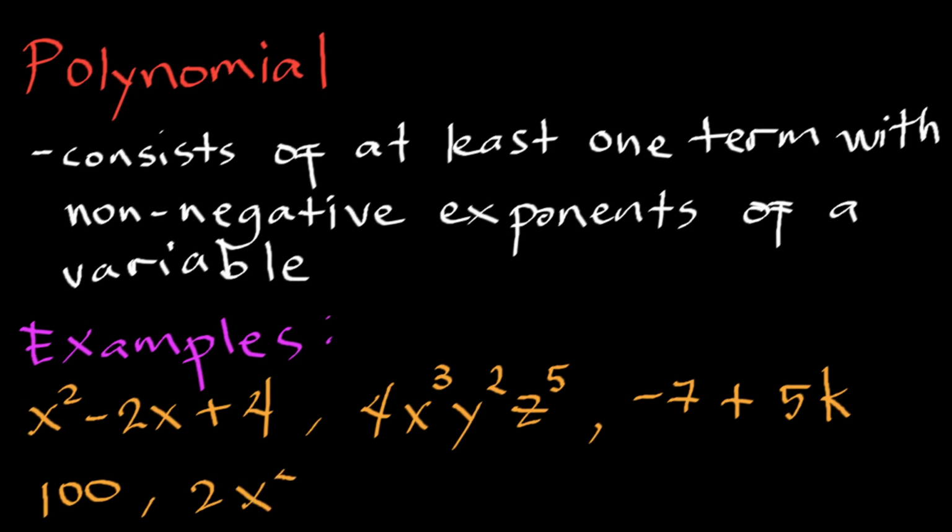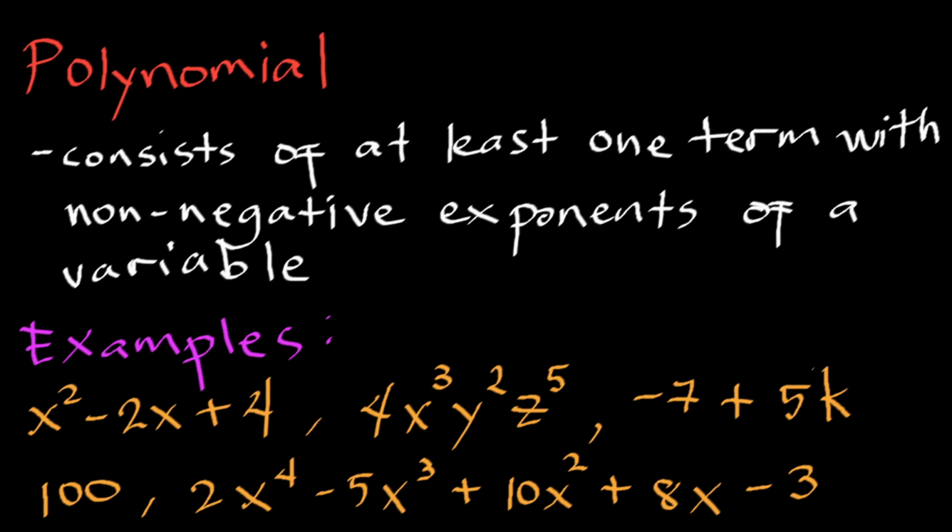Okay, and then we have 2x to the 4th minus 5x cubed plus 10x squared plus 8x minus 3. Meron tayong 5 terms and it is also called as polynomial. Kung meron kayong question about the types of algebraic expressions, pwede kayong mag-comment down below at itatry kong sagutin ang lahat ng question ninyo.